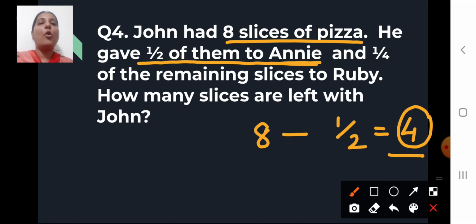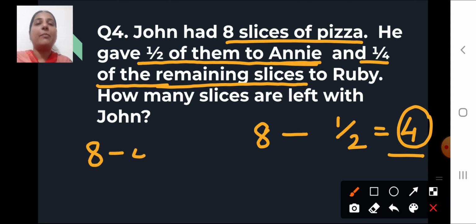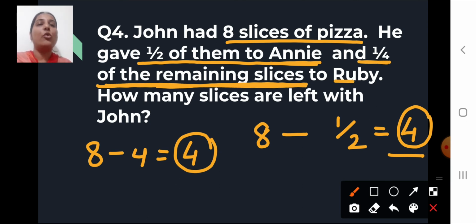And 1/4 of the remaining slices. Now here children, 1/4 of the remaining slices. So what will remain when he gave half of them to Annie? When he gave half of them, 4 slices, to Annie, what will be the remaining slices? 8 minus 4, 4.